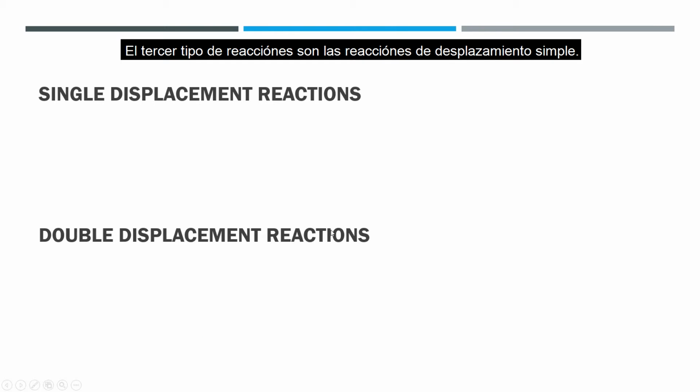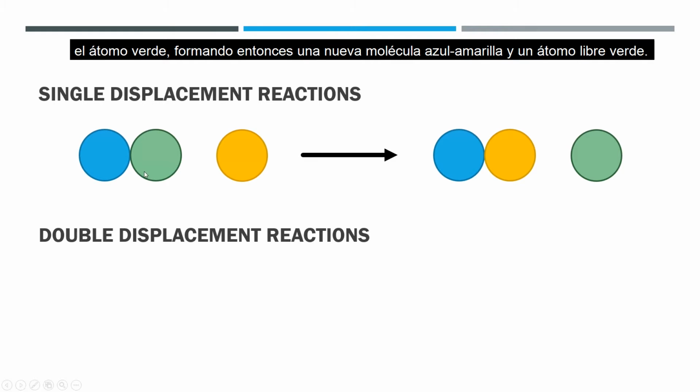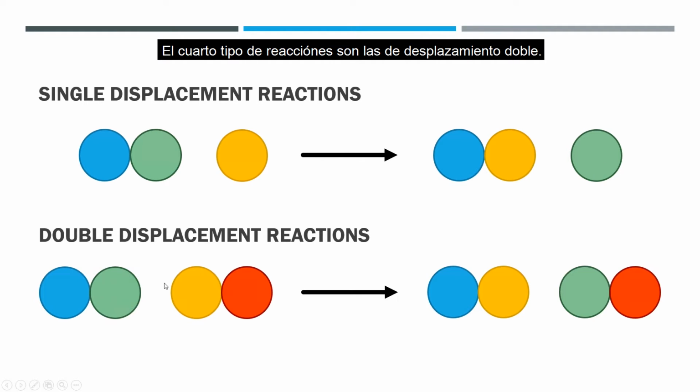The next type of reaction is the single displacement reaction, where in this case, we have our blue-green molecule again reacts with a yellow atom. And now the yellow atom replaces or displaces the green atom in the blue-green molecule, generating a new blue-yellow molecule and a green atom. The next type is a double displacement reaction.